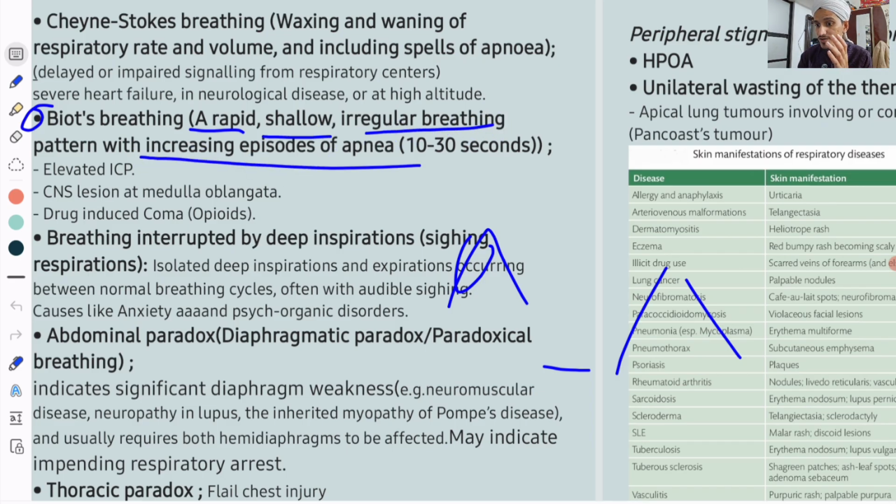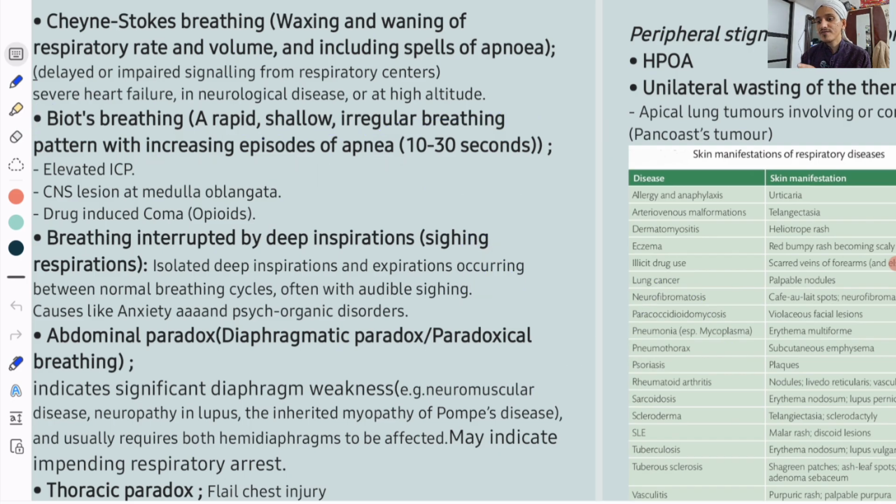Apnea episodes will be 10 to 30 seconds per minute. Biot's breathing. Okay, so irregular rhythm of respiration will be there in Biot's breathing. You will see an elevated intracranial pressure, CNS lesion at medulla oblongata, or drug-induced coma like opioid poisoning. So anything which affects the respiratory center you can have.